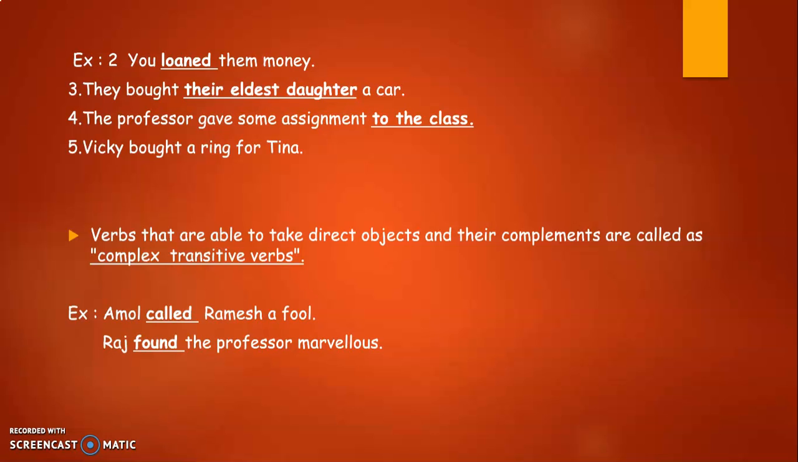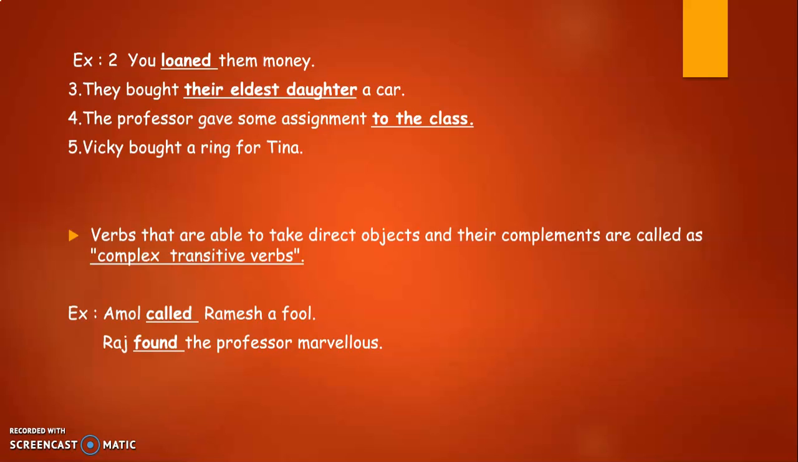Next, they bought their eldest daughter a car. So, the direct object or in this case indirect object need not be a single word. They bought what to the eldest daughter? Car. Hence, car is a direct object. They bought whom a car? Their eldest daughter. Because here the whole phrase, their eldest daughter, represents the indirect object.